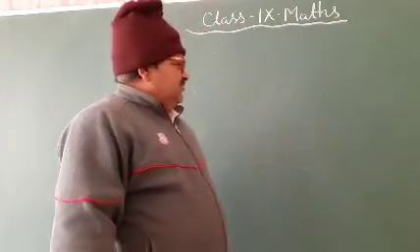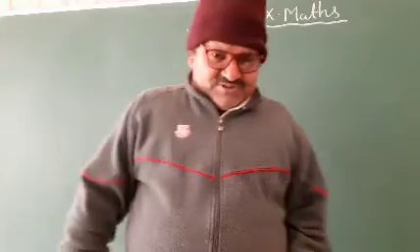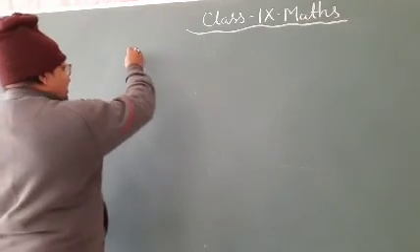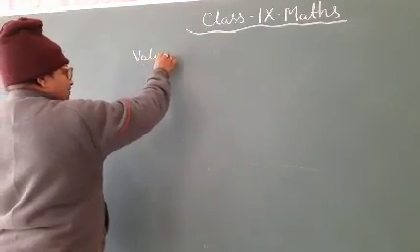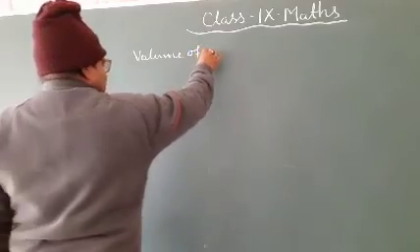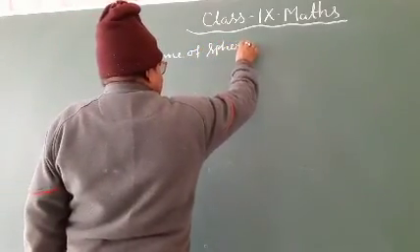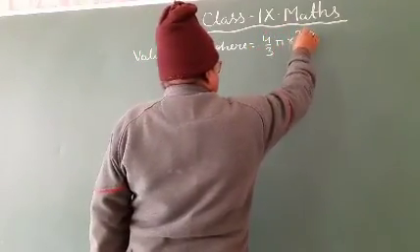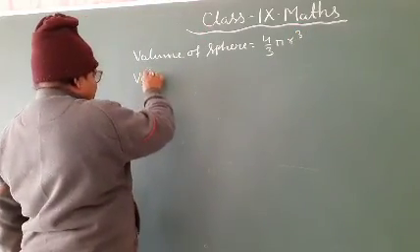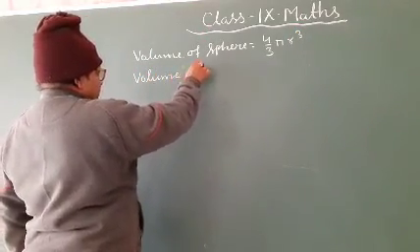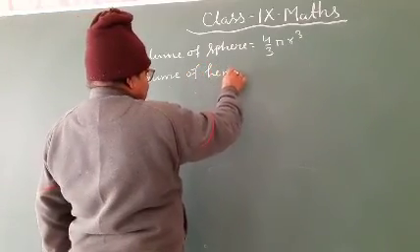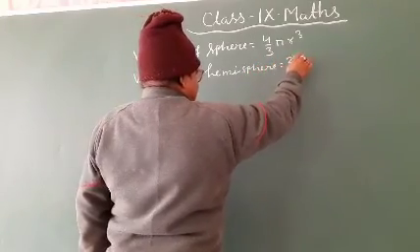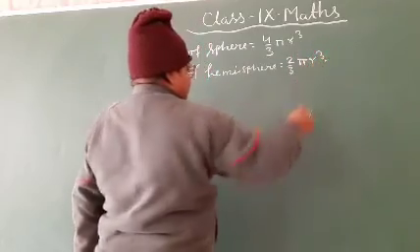Now today we discuss the volume of sphere and hemisphere. Volume of sphere is 4/3 pi r cube and volume of hemisphere is 2/3 pi r cube.